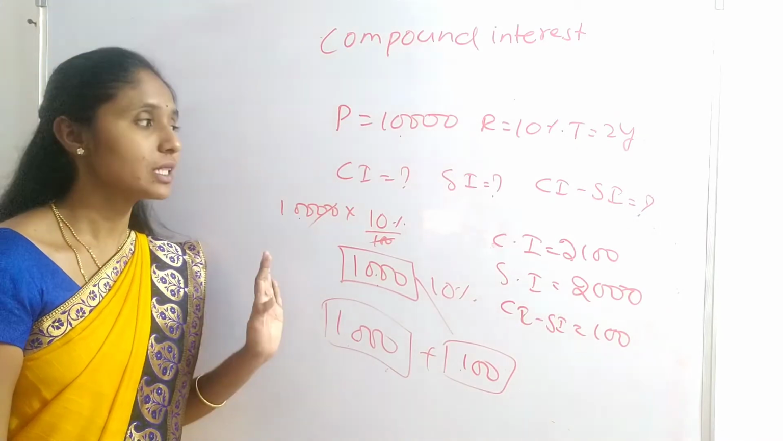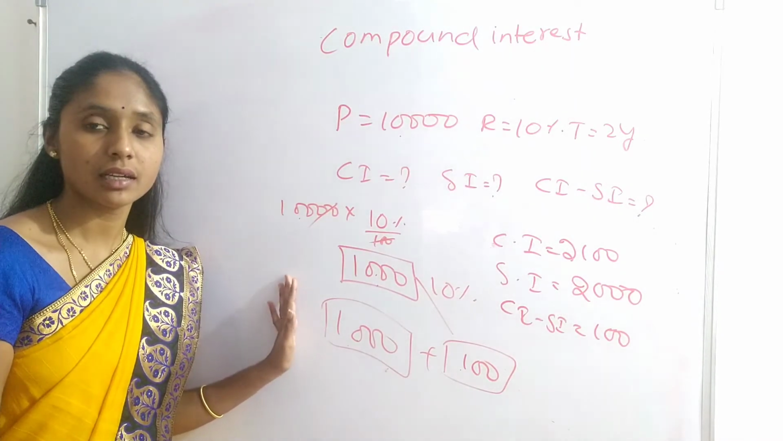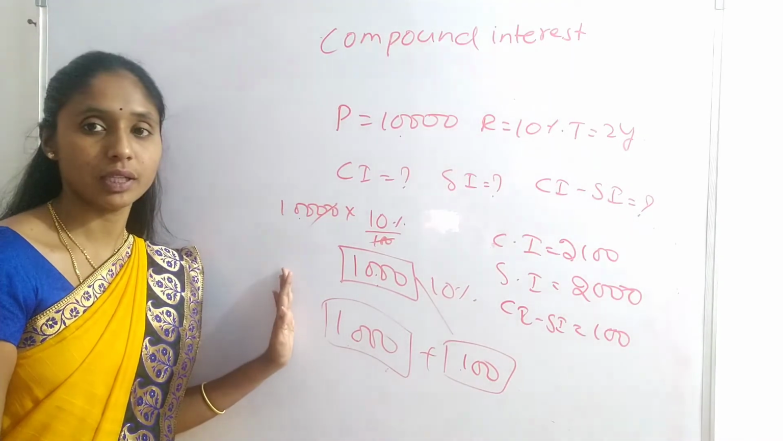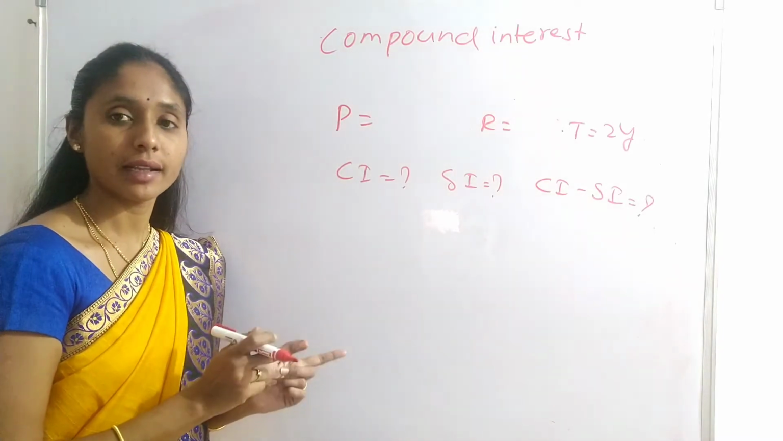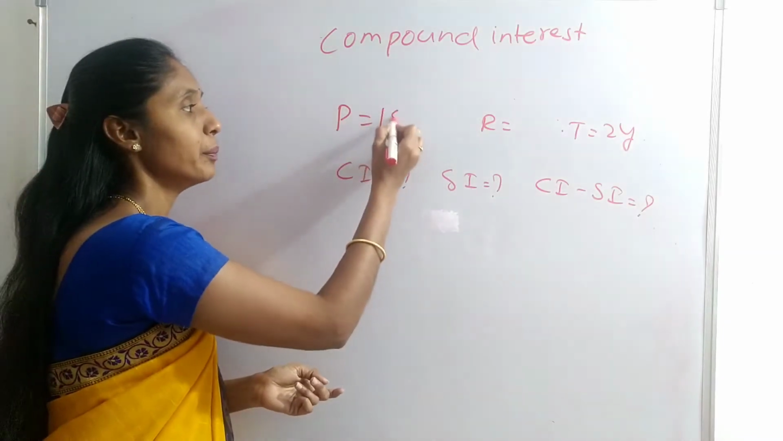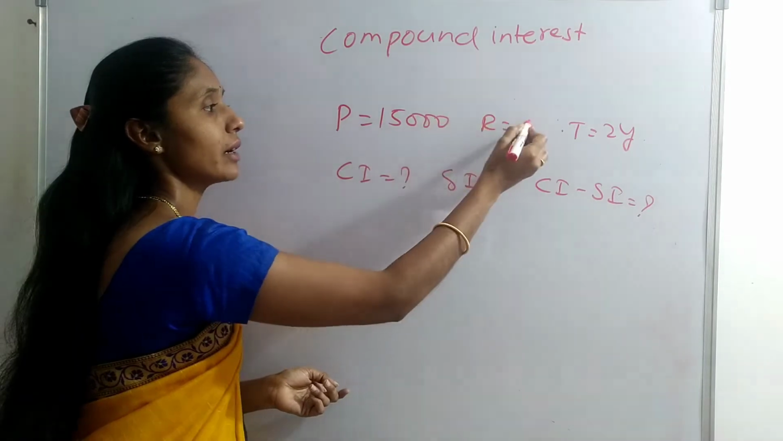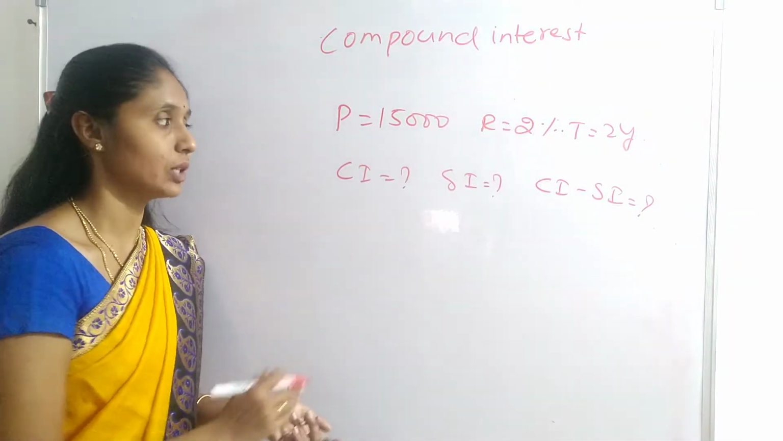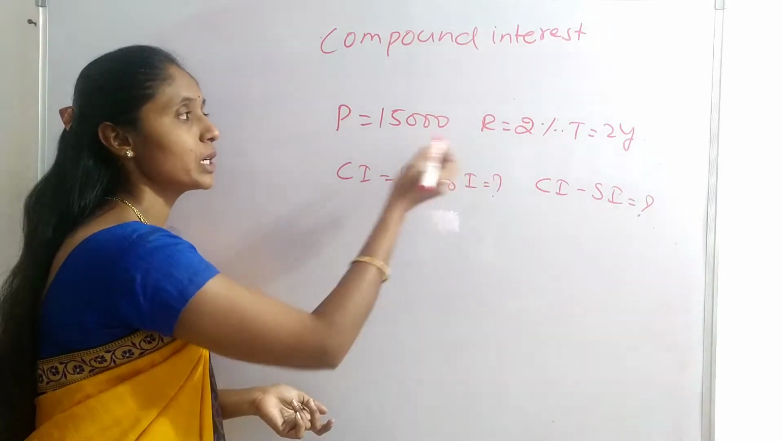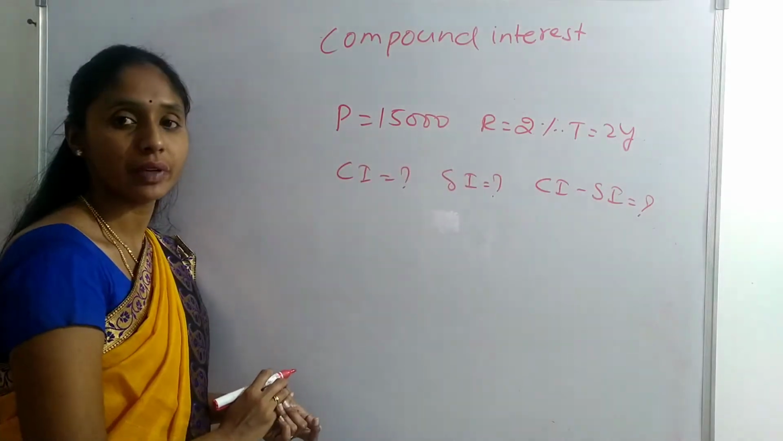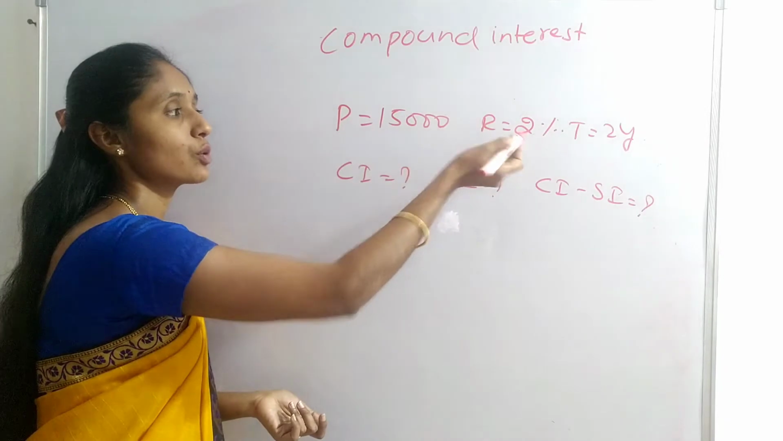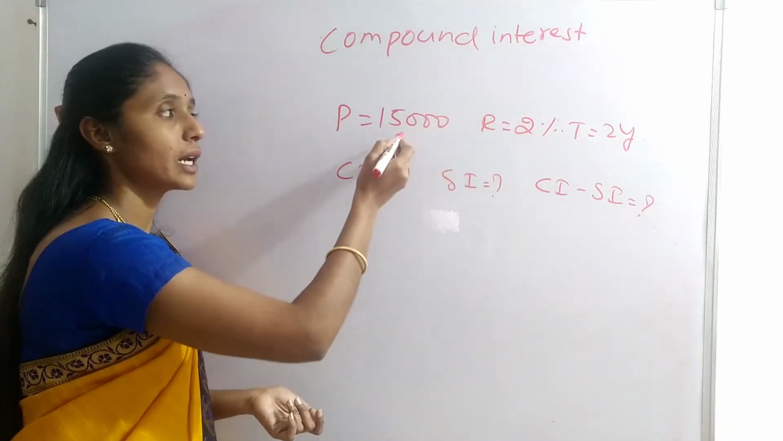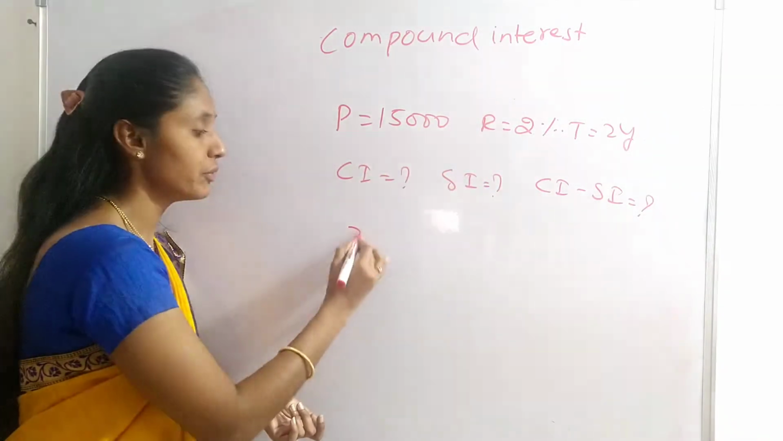Okay, this is the simplest method. I think so many of us use this only. Let me take another example. P is 15,000, rate of percent is 2, and time is 2 years only. So 2% of 15,000, that is 15,000 into 2 by 100. 100 cancel. 15 twos are 300.